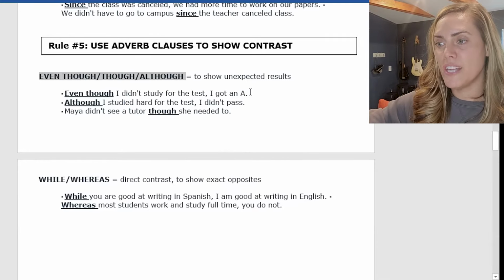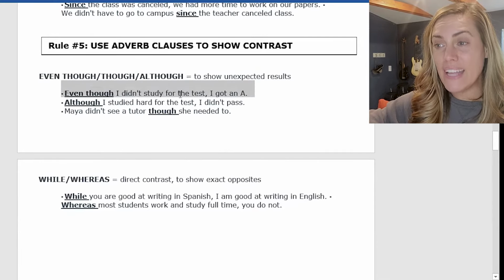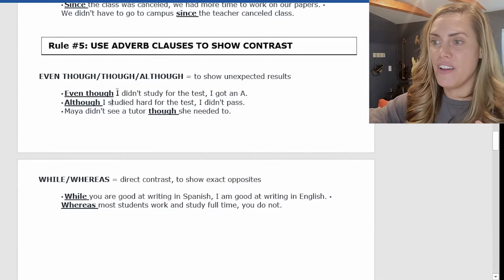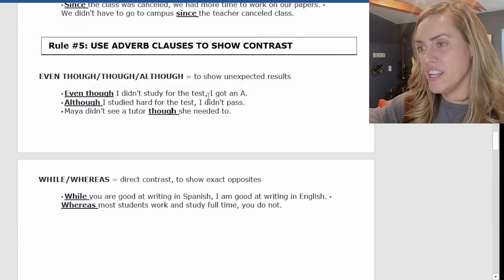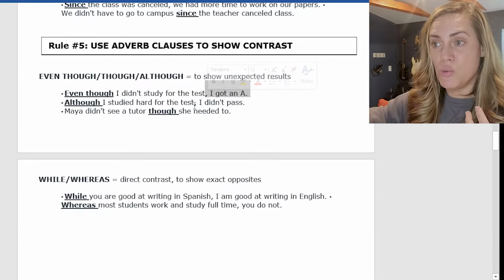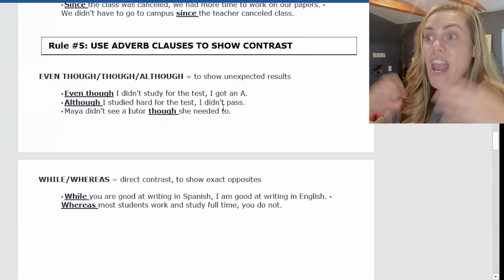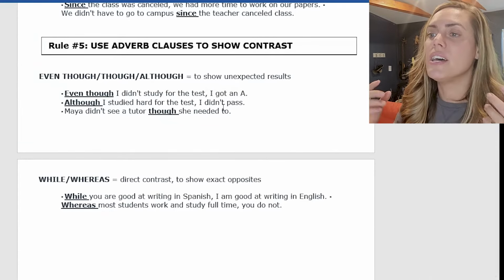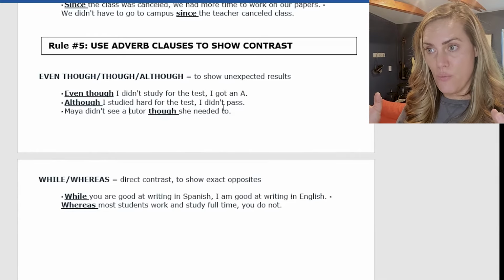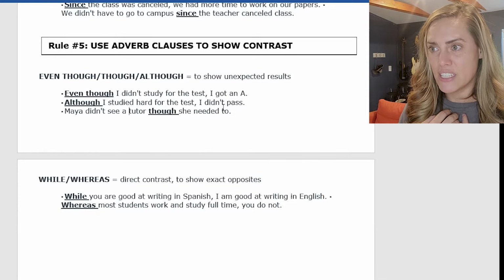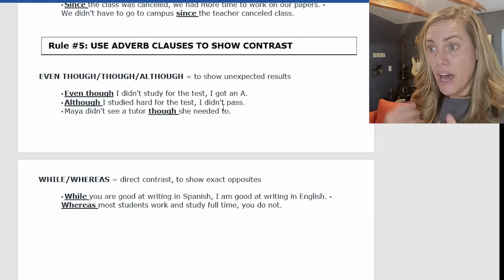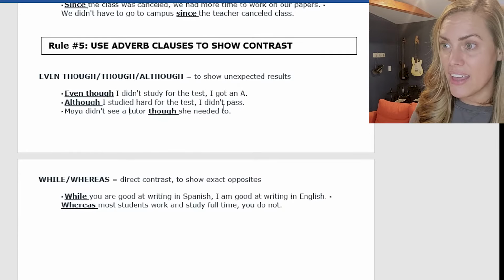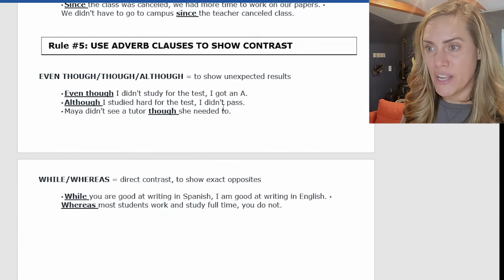okay? So, for example, even though I didn't study for the test, I got an A. So we have our dependent clause and then our independent clause. But the relationship between those two words is an unexpected result. And how do we know that that's the relationship? Because of the word even though, okay? So I didn't study for my test, so I shouldn't get an A, but I did. So even though I didn't study, I got an A. That's a surprise. That's unexpected.